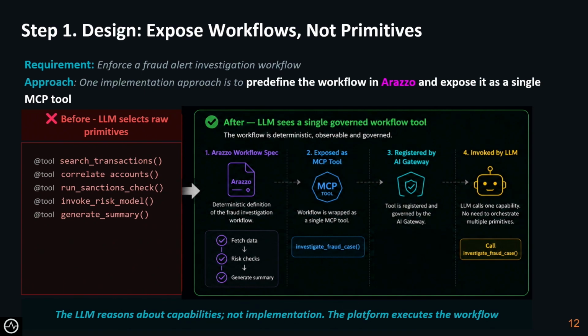On the right side, in the better design, we define the predefined workflows outside the model. For example, we can define the API sequence of low-level primitives for the fraud investigation workflow using Arazo. I think you all have heard about Arazo. Then we can wrap that workflow with one MCP tool, which can be called investigate fraud case. So the LLM no longer sees five low-level tools; it only sees one business capability. The workflow handles sequencing, the gateway handles the governance, and the model only reasons and selects the right capability. That is the key shift: build the workflow, register it with the gateway, and let the LLM call one tool. The platform governs everything else, right?